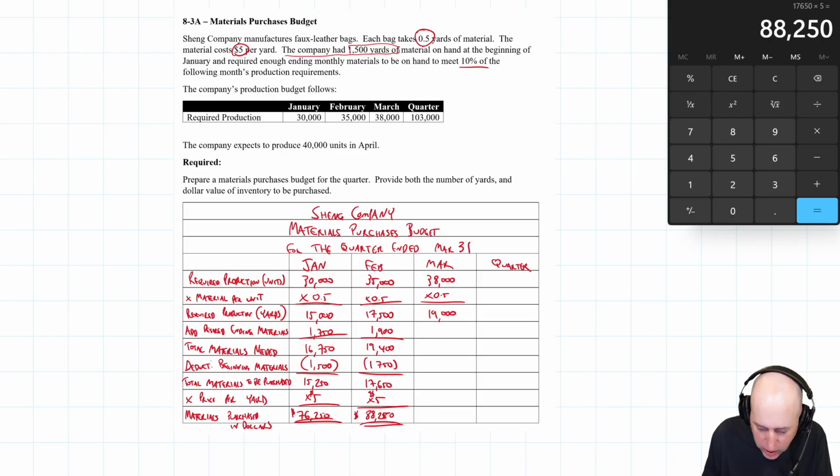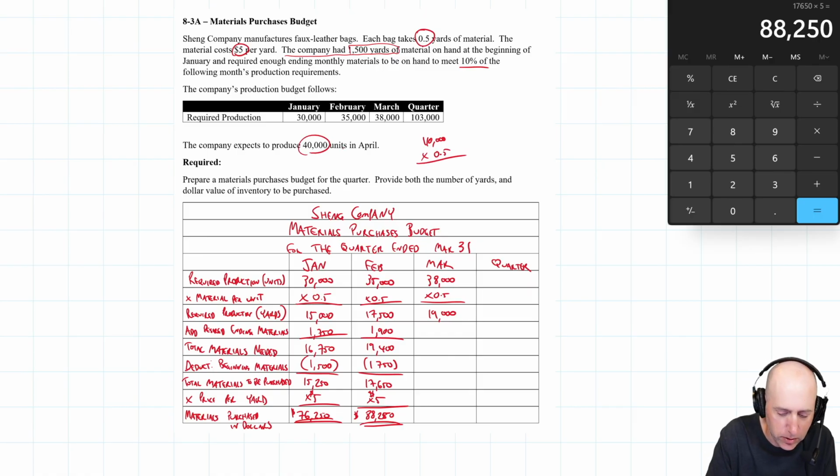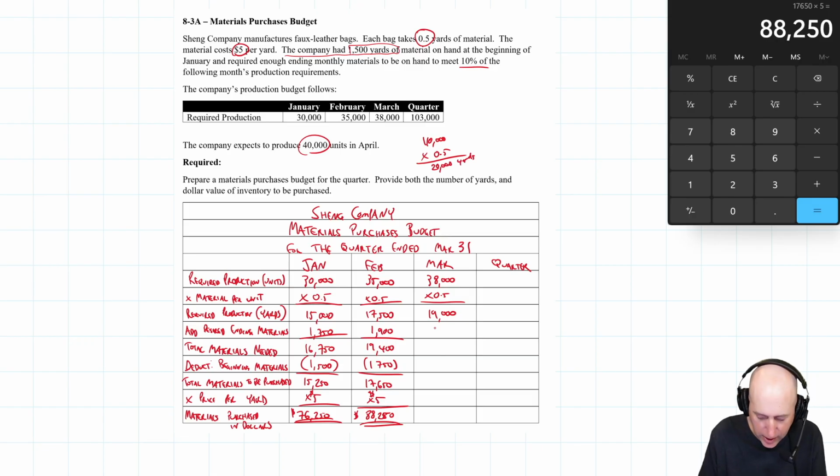Our desired ending inventory for March is going to be 10% of April. In April, we're making 40,000 units, but it's not 10% of that. It's 10% of the yards in April. So again, that's where the 40,000 came from. I'm going to need 20,000 yards for April. I take 10% of that, it's 2,000. 19,000 plus 2,000 is 21,000.